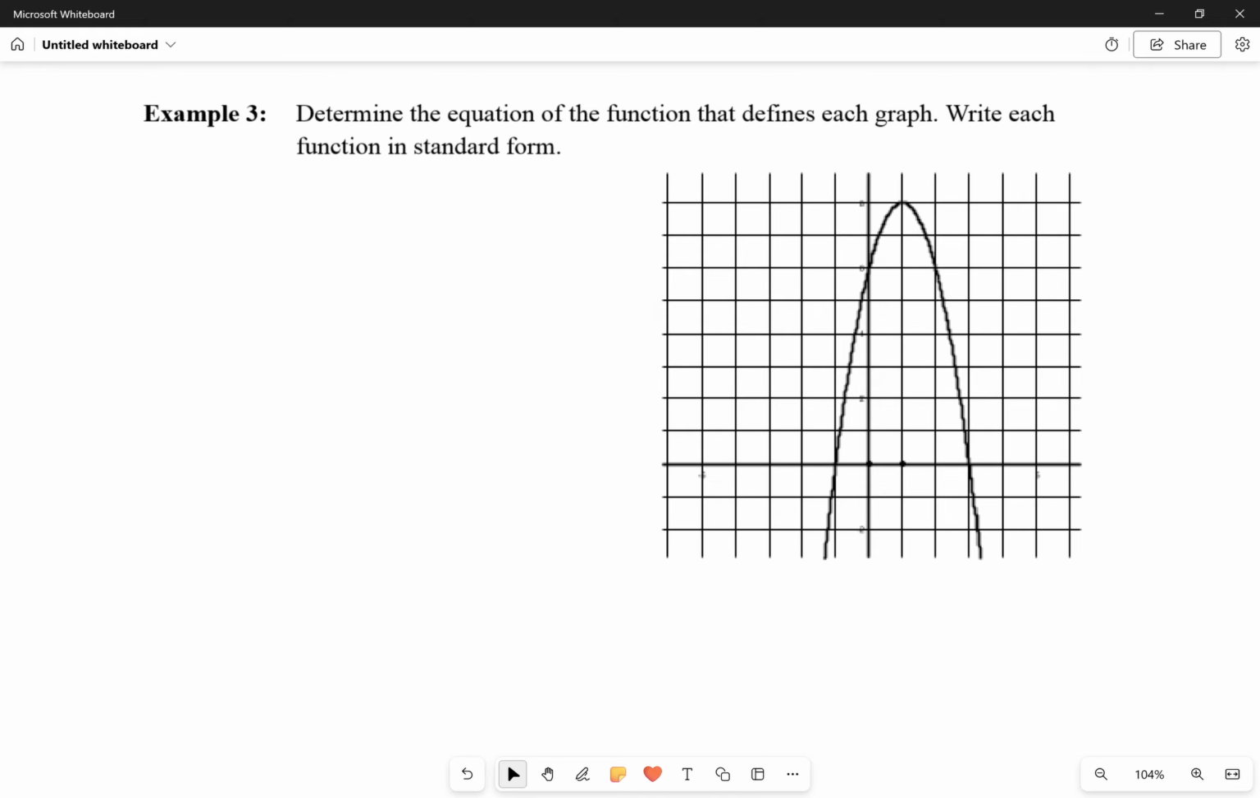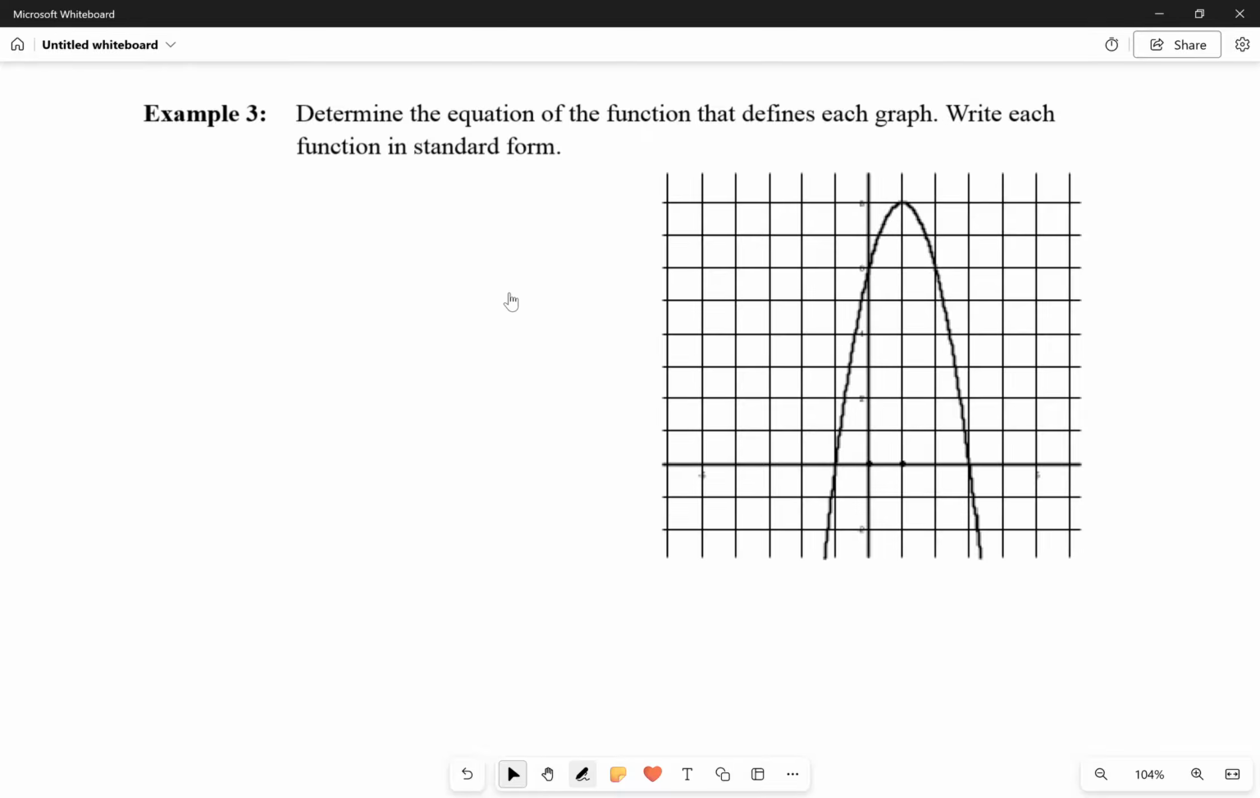Let's look at example 3 in our notes. It says, determine the equation of the function that defines each graph. Write each function in standard form. Okay, so this is very similar to the first two examples. We're basically just working backwards here. In the first two examples, we took an equation and turned it into a graph. Now we're going to take a graph and turn it back into an equation. It's the same stuff, just working backwards.